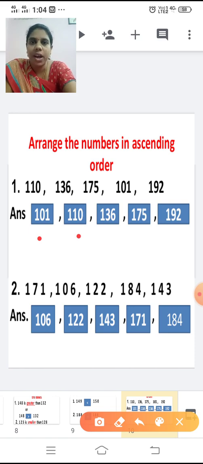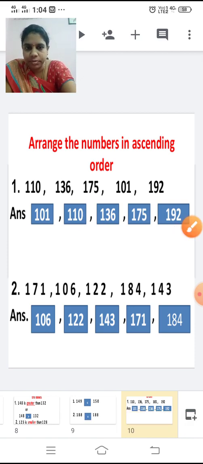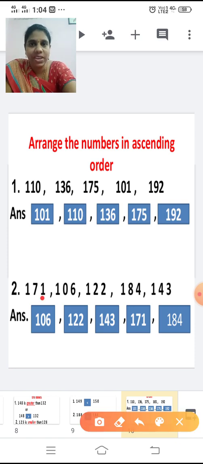So first is 101, 110, 136, 175, 192. Shall we move on to the next sum? I'll read out the sum. 171, 106, 122, 184, 143. Now tell me, children, out of these 5, which is the smallest number?